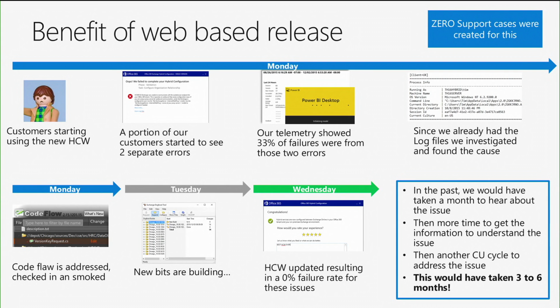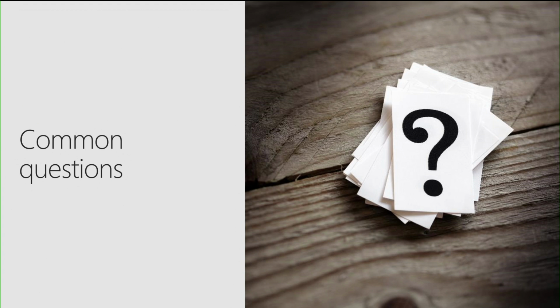And again, with that telemetry and with that feedback process, we can actually immediately see that we now have a 0% failure rate for these issues. Historically, this would have taken us months to actually address because the release cycle for those on-premises tools is aligned with the cumulative update process. So we're looking at months in between each release. This is a much, much quicker way for us to actually get new technology and fixed tools out to our users. So we're super happy about that.